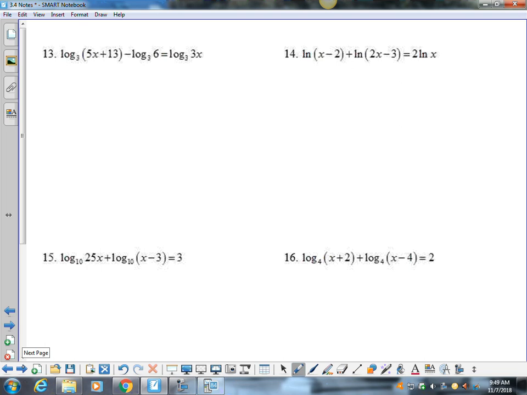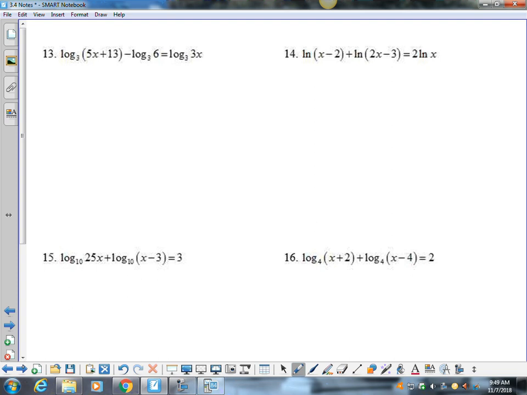Home stretch, guys. We only have 5 problems left. Does it ever make you worry when I leave extra space? Yeah, it should. Okay, the log part of this is not difficult. It's the algebra part we got to make sure you're okay with.